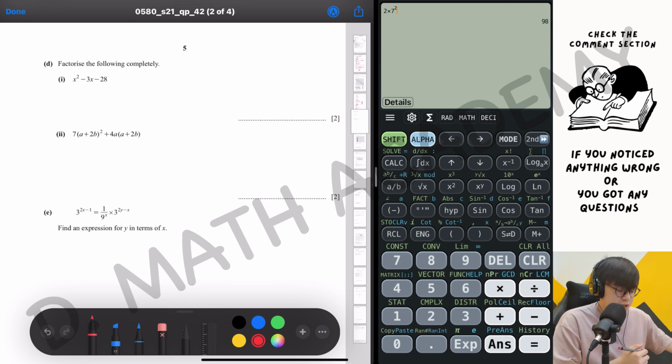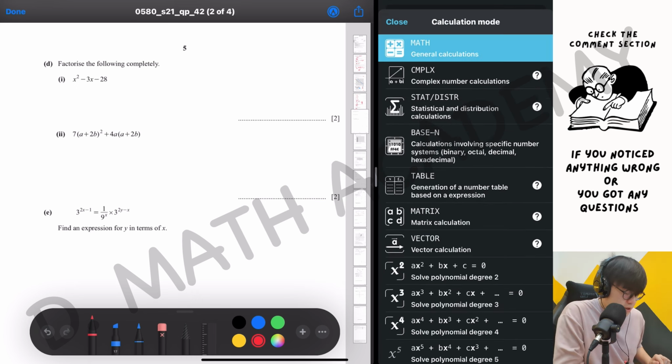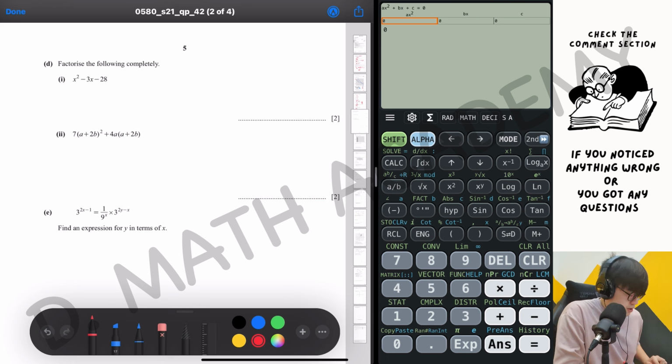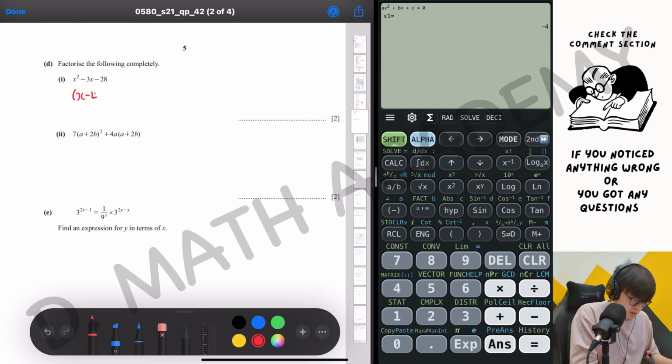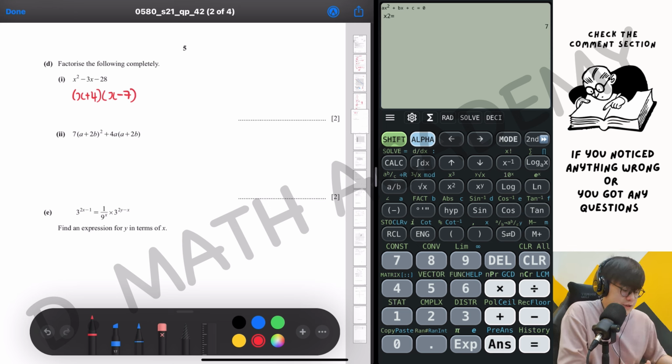For section D here, factorize this completely, very easy. Just substitute into your calculator, then you should be getting your answers without any issue. Okay, this should be the results.